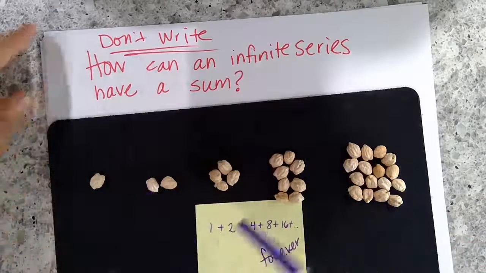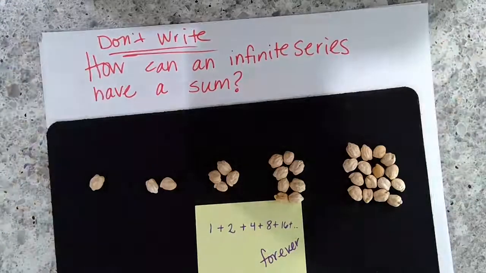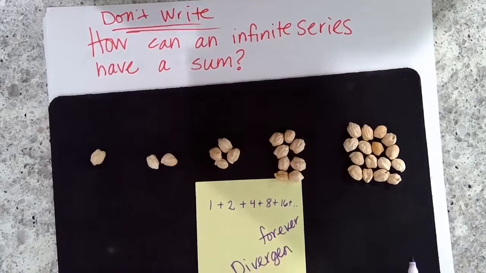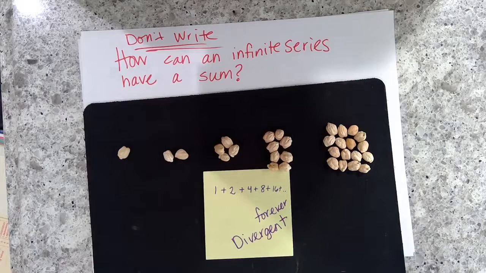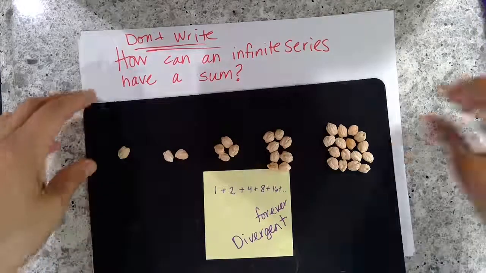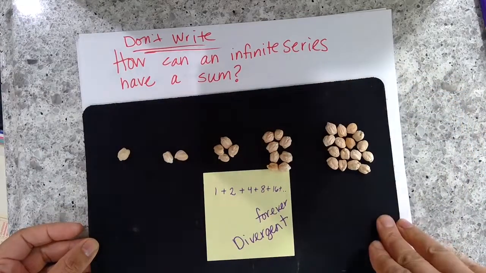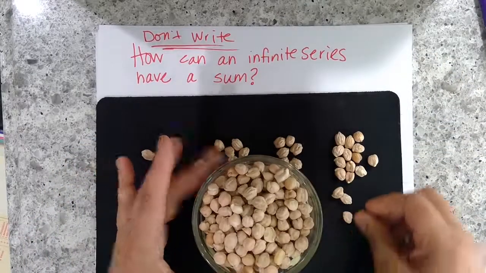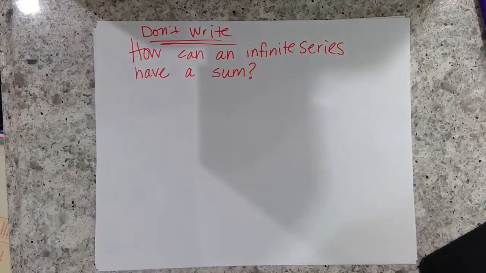Actually, this sequence is growing and growing, and this is actually called a divergent sequence because it gets bigger and bigger and bigger, and it'll never end, so it's called divergent. Okay? Again, don't write any of this down, just kind of listen. So we know that this sequence is geometric and it's divergent because it gets bigger and bigger and it never ends. Let's look at another sequence.